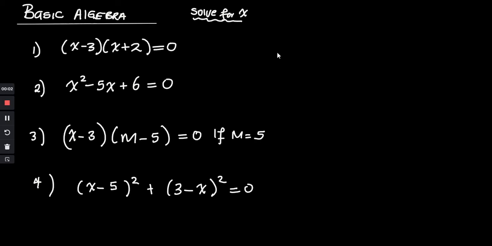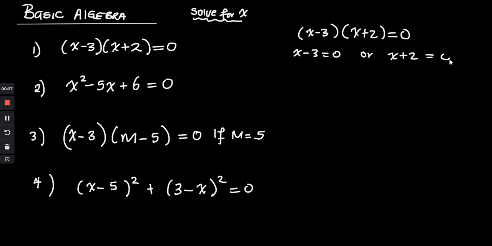In this video, we're going to be looking at basic algebra problems. So let's look at the first example. We have (x - 3)(x + 2) = 0. To solve this, you equate each bracket to 0. So you have x - 3 = 0 or x + 2 = 0.